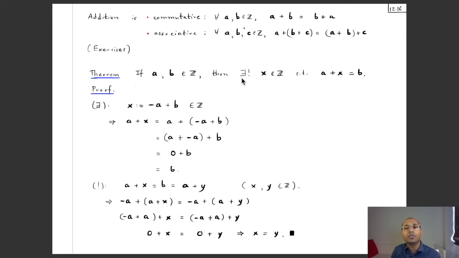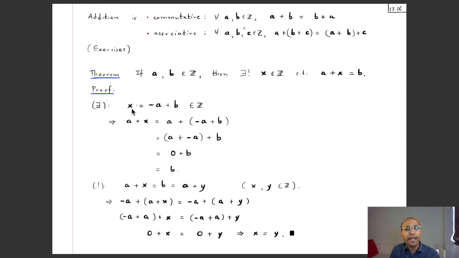So let me explain this notation. This symbol we know stands for there exists, and when you put an exclamation, we mean that it is unique. So there cannot be two x's which satisfy this. Alright, so let's prove this. Let's first prove the existence.